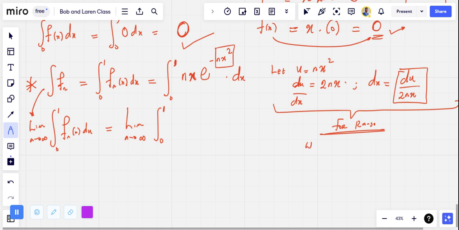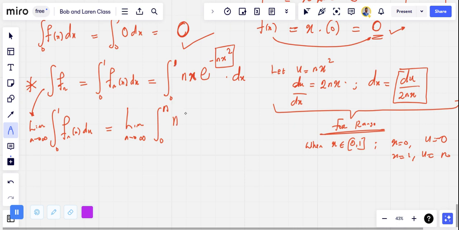For the range, when we have x to be a member of [0, 1], and if x is equal to 0, what will be our u? u is equal to 0 as well: 0 squared times n, that's 0. But if our x is equal to 1, what's going to be our u? If x is equal to 1, I have 1 squared times n, so u is equal to n. So in this case I'm having 0 going to n. When x is 0, I have 0. When x is 1, I have n.